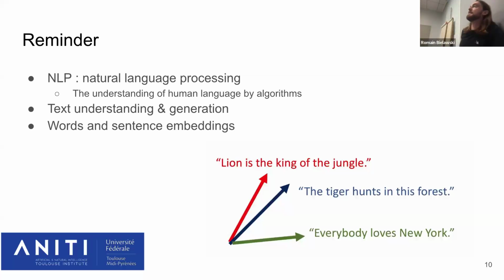The problem with word2vec is that it can create embeddings for words, but the embeddings for sentences are going to be hard to get. So in an ideal world, you would want to be able to vectorize sentences in the same vectorial space and compare the sentences. And here you have the example of a sentence about a lion, another one about a tiger, and both are close together because their meaning is related. And the third sentence is further away because the meaning is not related.